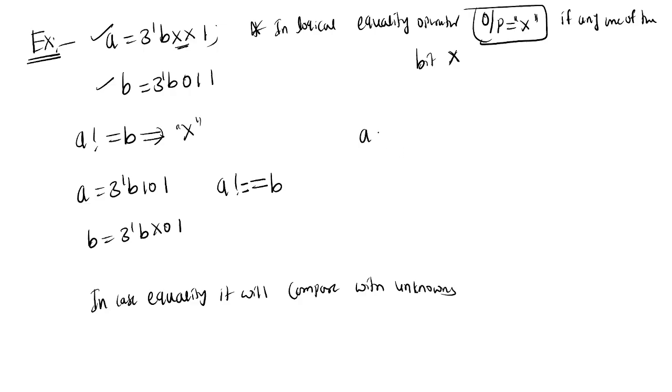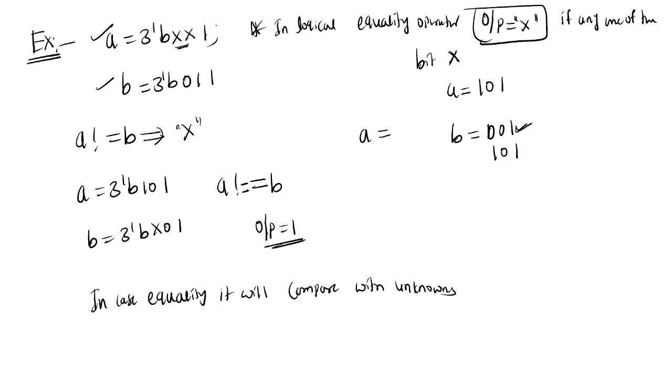Suppose A equal to 101 and B equal to 001 and 101. One of them is not equal, so not equal is satisfying. Output equal to 1.